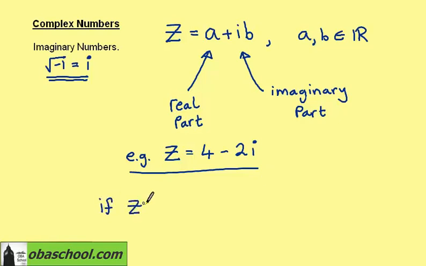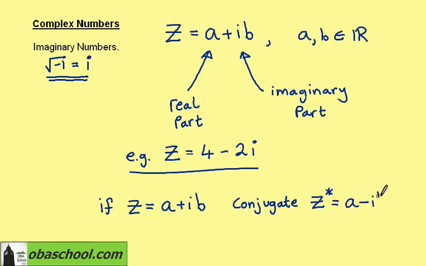If z is equal to a + ib, we define its conjugate, which is usually called z star, to be a - ib. Note, for the conjugate, the real part is the same, and the imaginary part has a different sign.